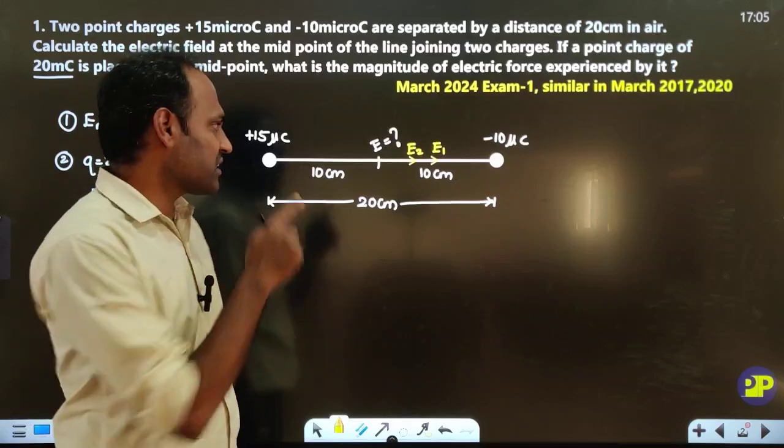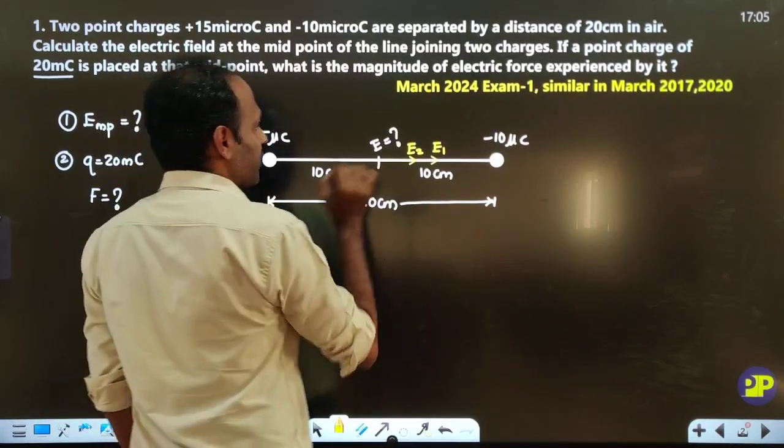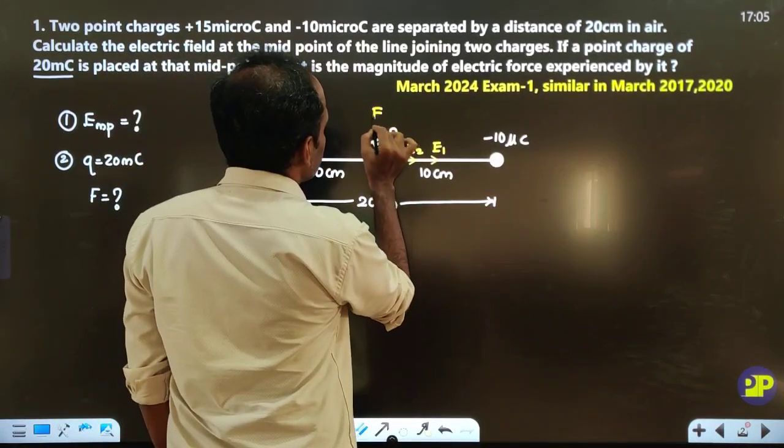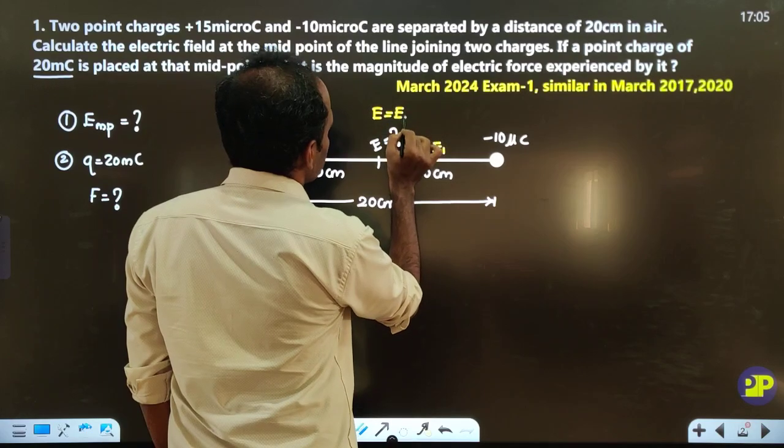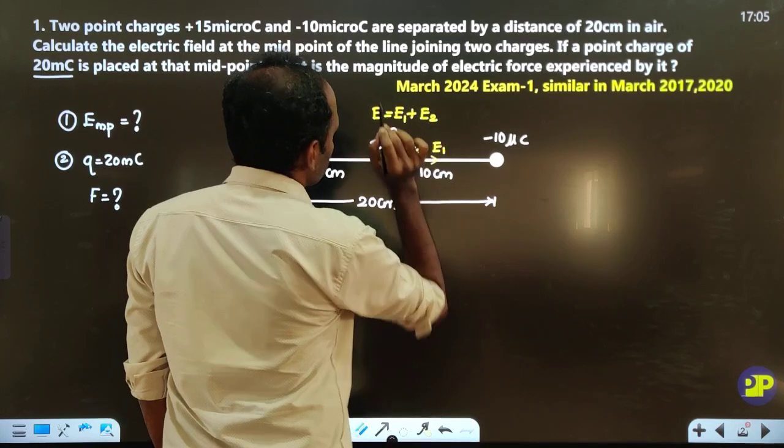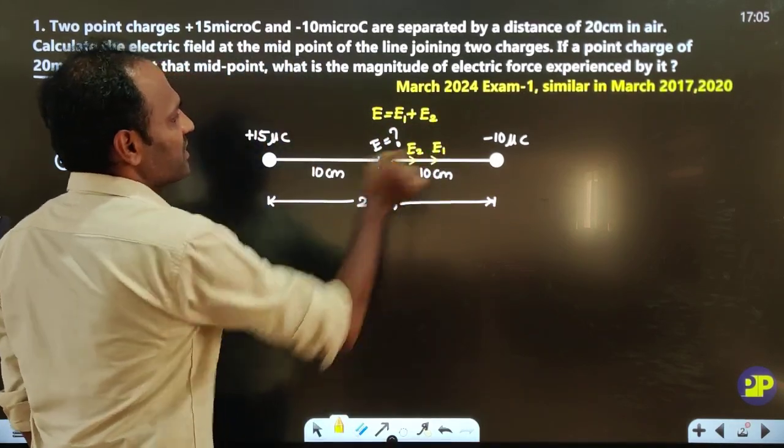So there are 2 electric fields at that point. So the net electric field at the midpoint will be equal to the sum of these 2 electric fields. Why sum of these 2 electric fields? Because they both are in the same direction.